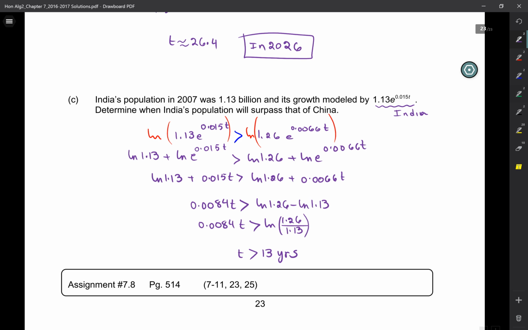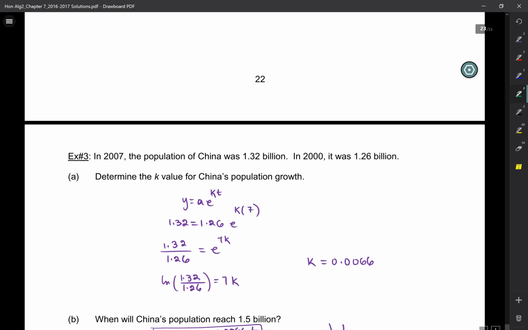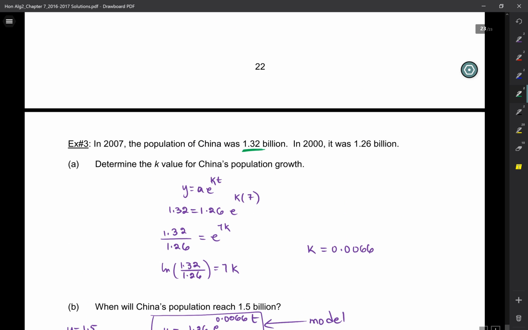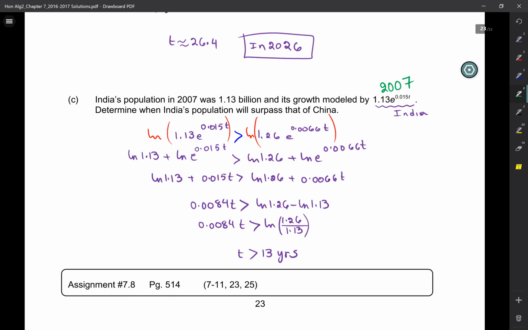Okay, so look, this is in 2007. In 2007, China's population was 1.32 billion. Oh, wait a minute. China's population was 1.32 billion in 2007. It wasn't 1.26. So all of these 26s should be 32s. This is the benefit of leaving the calculation to the very end, because then you just change this and it's easier.